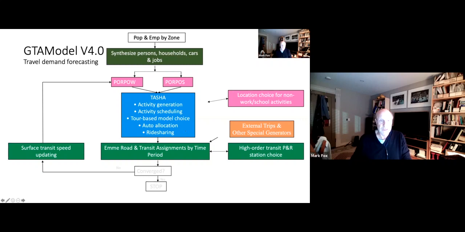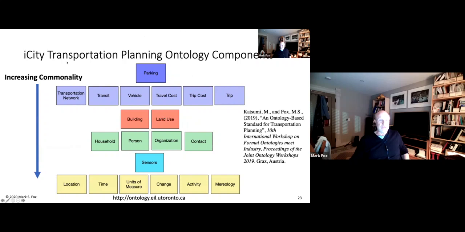Our task as part of that project was to develop an ontology that would integrate all of these different applications. All these applications have their own unique data structures. They are not semantically interoperable, and they were growing more and more difficult to support, maintain, and extend because of the lack of their ability to integrate with the data from the other modules. That resulted in the creation of the iCity Transportation Planning Ontology.